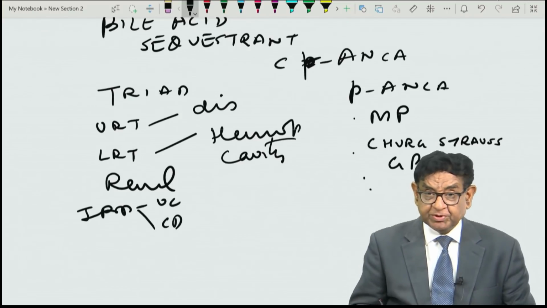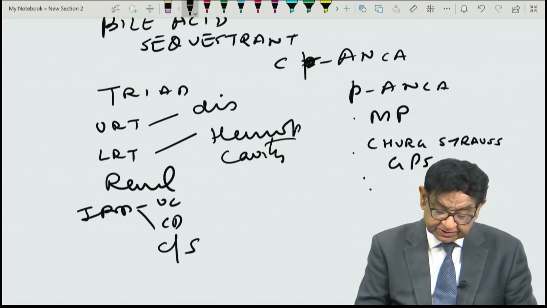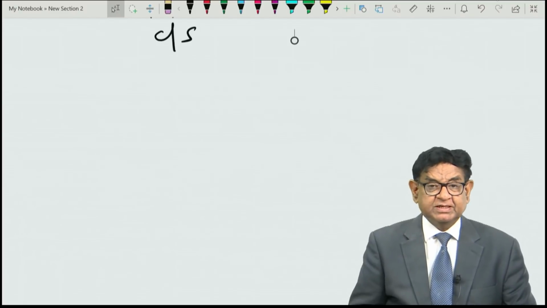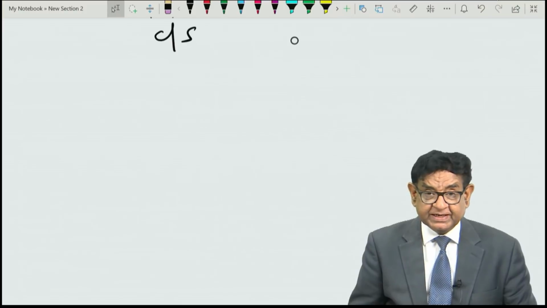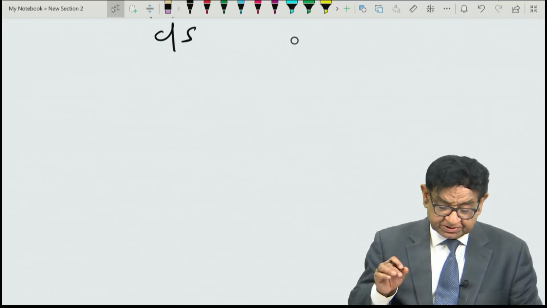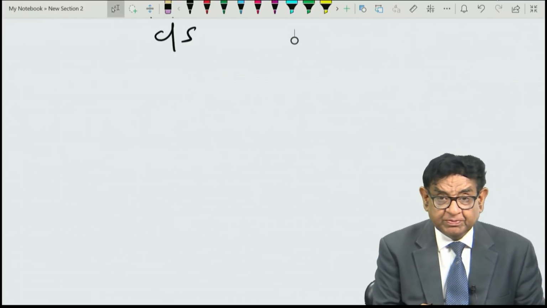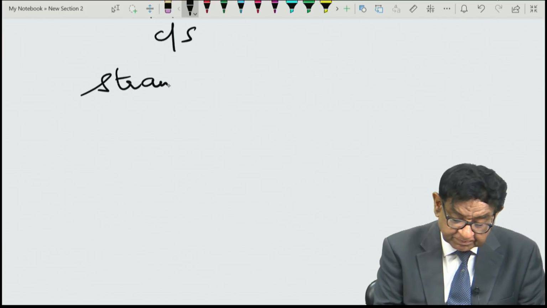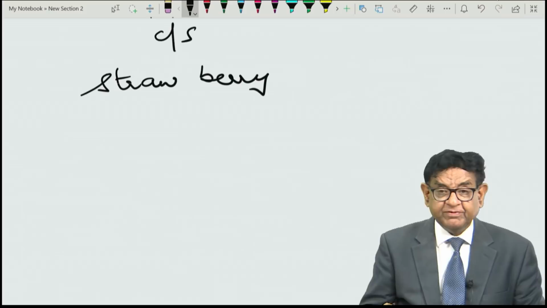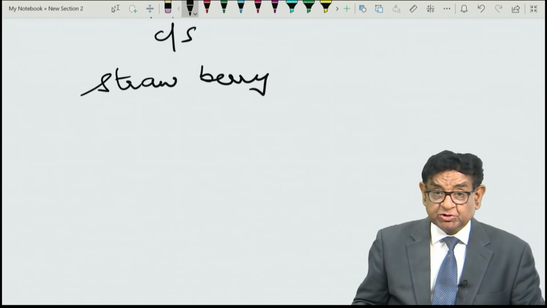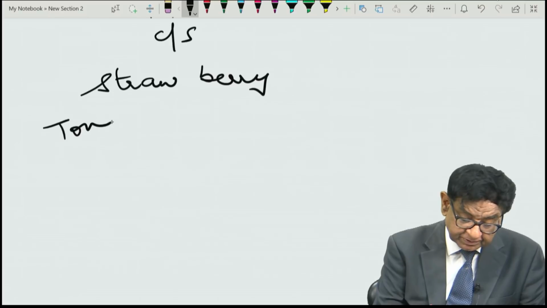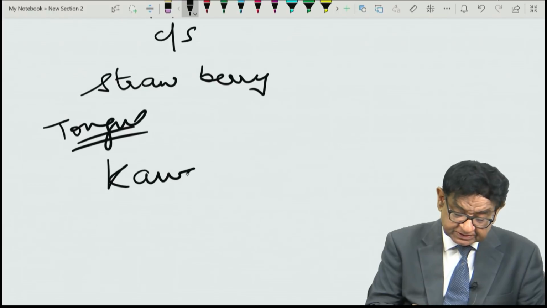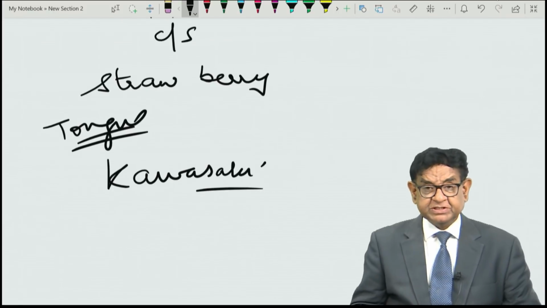And treatment of Wegener's granulomatosis is corticosteroids. Now, I have a question for you. Stop the video, write down the answer. What type of gums do we get in case of Wegener's granulomatosis? Well, I am sure by now you have written the answer. The answer is you get strawberry gums. And one more question, stop the video. In which condition do you get strawberry tongue? Strawberry tongue you get in case of Kawasaki disease. So there is extra information for you.